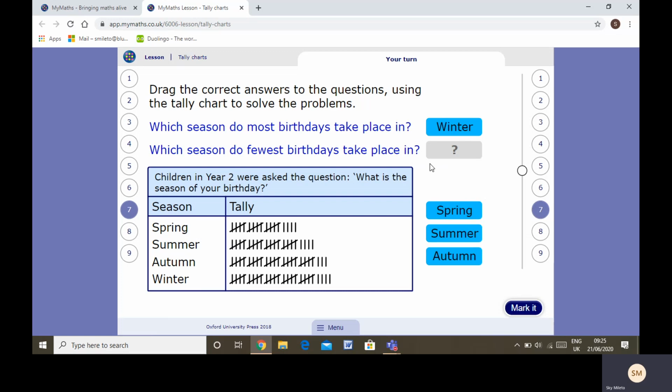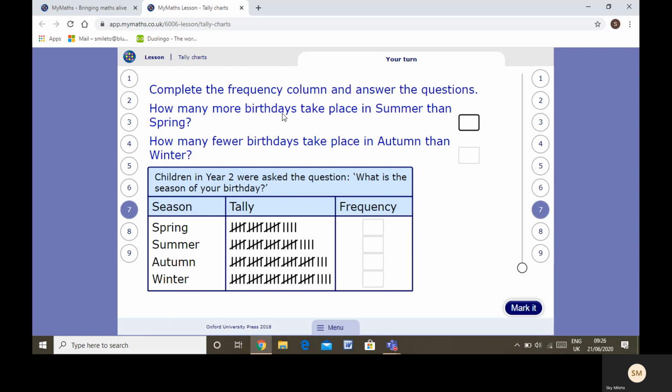Which season has the fewest birthdays? We can see that spring has the least because the lines only go up to here. Okay, we can see the others have more, and therefore the fewest birthdays are in spring. How many more birthdays take place in summer than spring?